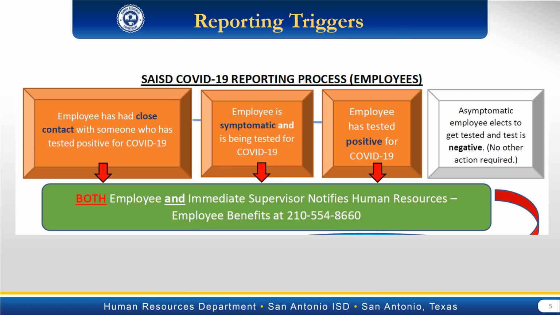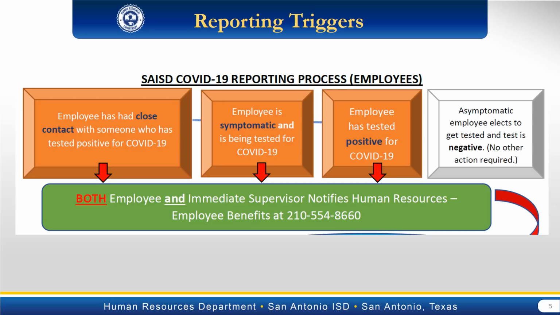So the top of the chart addresses different categories that employees may fall into, and those that are colored in orange are significant because they relate to individuals who either have had close contact with someone who's tested positive, an employee who's symptomatic and is being tested, or an employee who has already tested positive for COVID-19. In any and all of those cases, we want employees to immediately report their circumstance to the employee's immediate supervisor and human resources. For campus employees, obviously it's always going to be reported up to the principal.